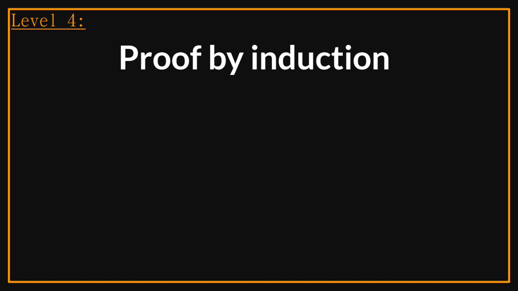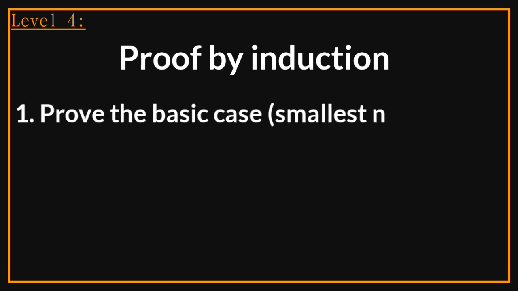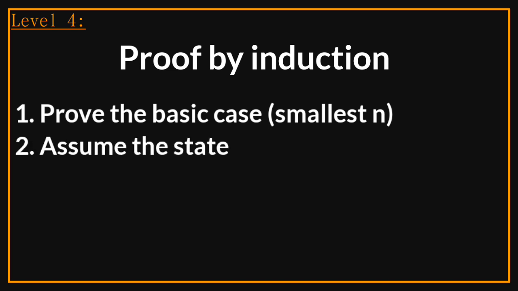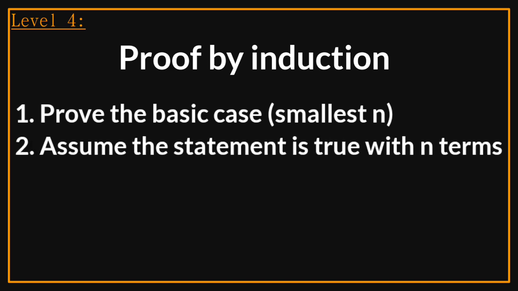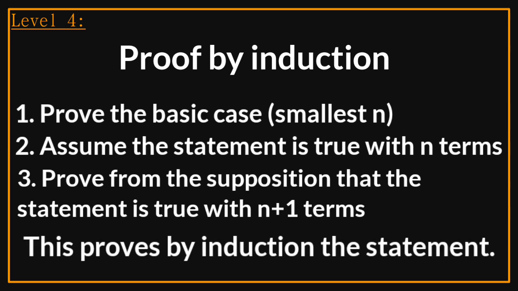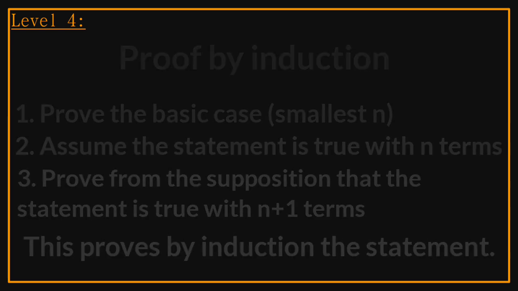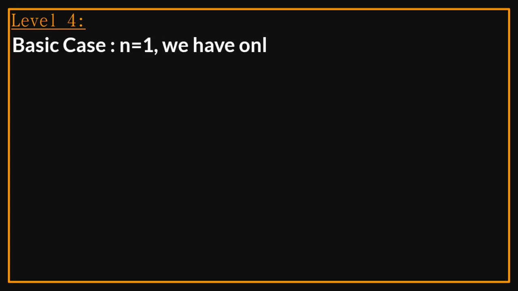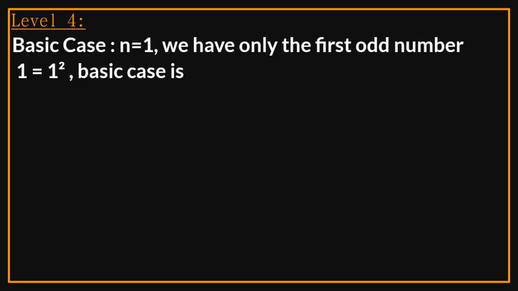To prove by induction, we can follow these steps. First, prove that it works for the basic case, meaning that our statement is true with the smallest value of n. Second, suppose that what we want to prove is true with n terms. Then prove from the supposition that the statement is true for n plus 1. If we can follow these steps, we would have proved by induction whatever we want to. Let's practice them with this problem. The basic case would be with n equals 1, so we have only the first odd number, which is 1, and 1 is clearly equal to 1 squared. So the basic case is true.